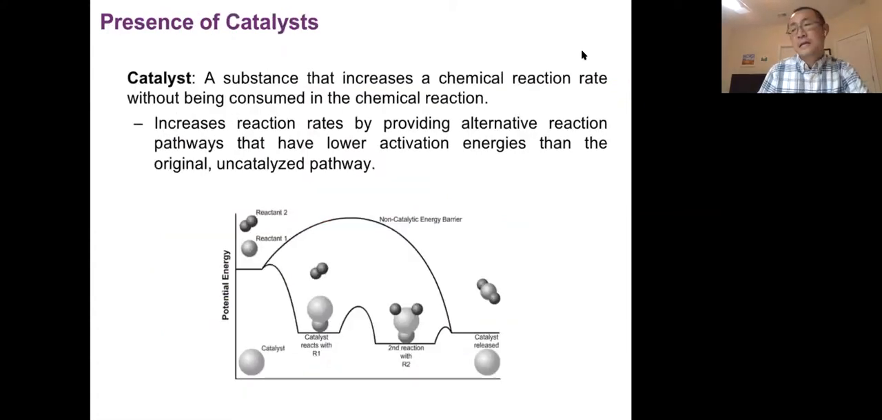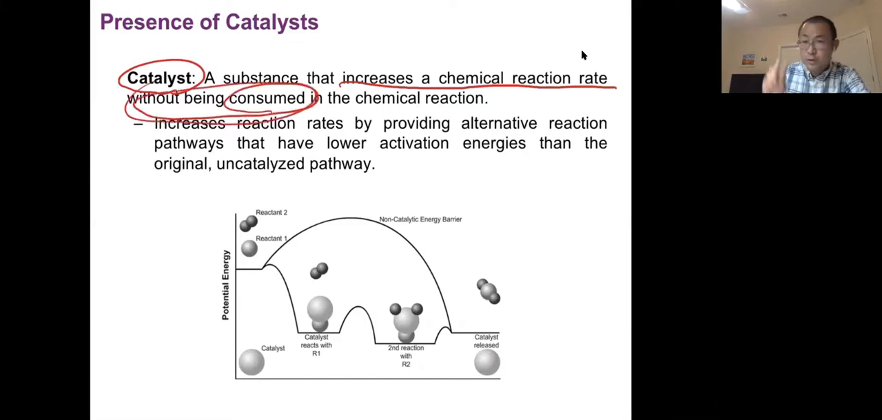And finally is catalyst. Okay, catalyst. First, what is a catalyst? Catalyst is something that increases the rate of a chemical reaction, but it will not be consumed. Okay, not be consumed. Two facts about catalyst. Catalyst is something that increases the reaction rate, but it will not be consumed. That means it will be regenerated. So you don't need a lot of catalyst, a tiny amount.